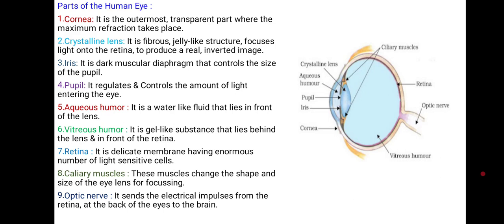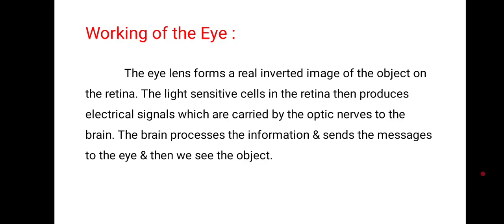Then the ciliary muscles. These ciliary muscles change the shape and size of the eye lens for focusing. Then the last one is the optic nerve. This optic nerve sends the electrical impulses from the retina at the back of the eye to the brain. The 9 parts are labeled in this diagram, and what they do we have learned now. Then the next part is how this human eye works.